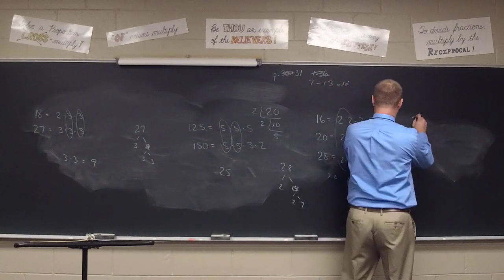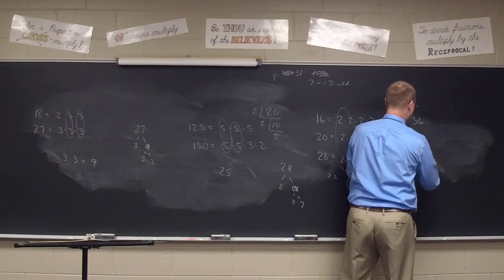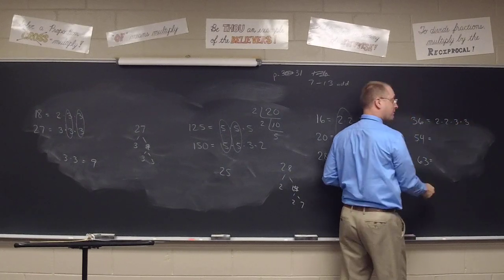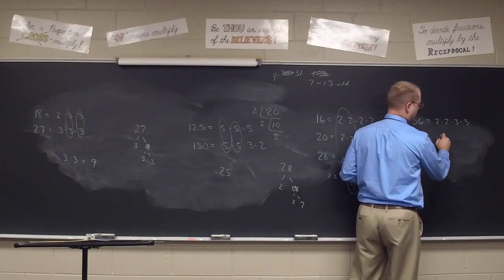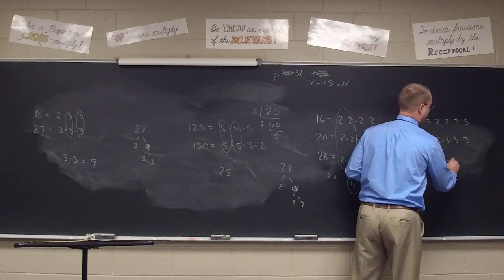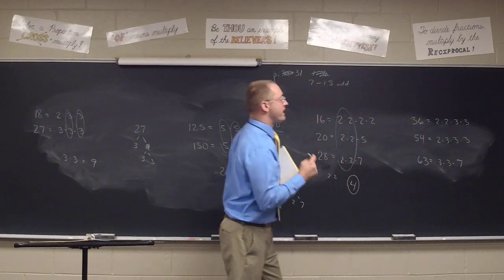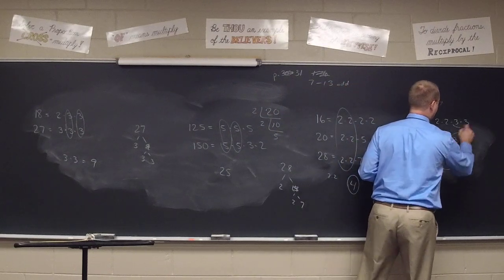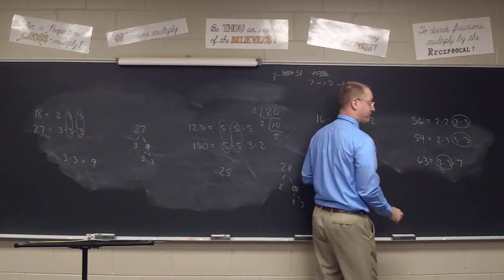For number 13, we got a 36, a 54, and a 63. For 36, you should have gotten 2 times 2 times 3 times 3. For 54, you should have gotten 2 times 3 times 3 times 3. And for 63, you should have gotten 3 times 3 times 7. What do they all have, class? A pair of 3s. This has 2 of them, this has 2 of them, this has 2 of them. So therefore, class, the greatest common factor is? 9.